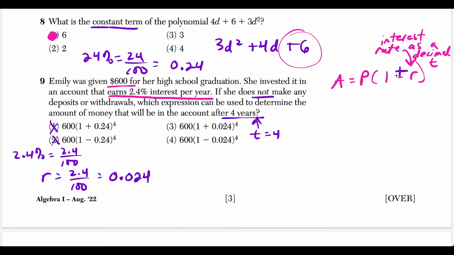And now which one are we going with? We're going with choice 3, because you see this is 1 plus the interest rate, because this account is earning money. If the account was losing 2.4%, then we would do the minus here. But since this is earning 2.4%, we're going with choice 3, not choice 4.